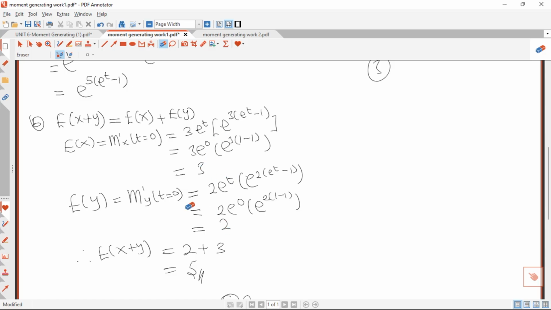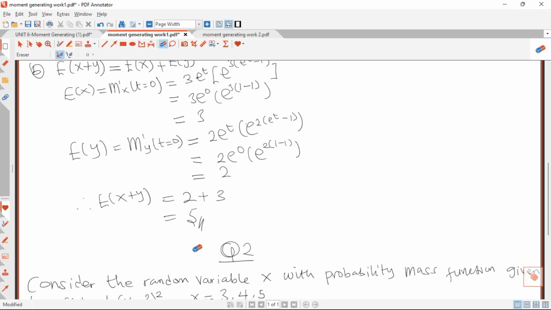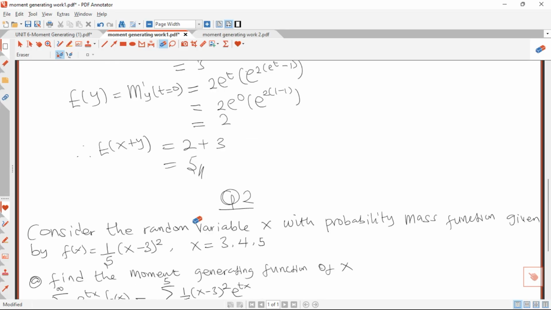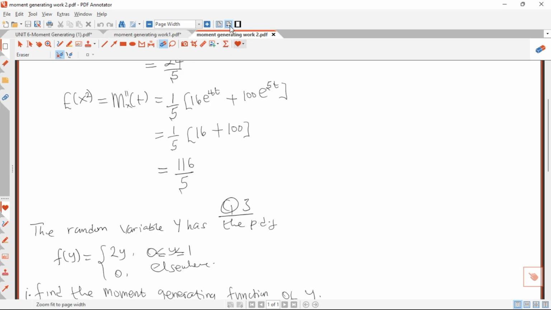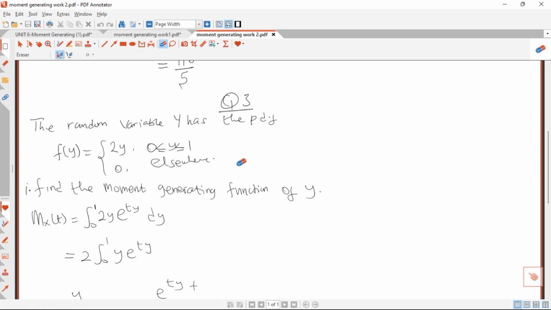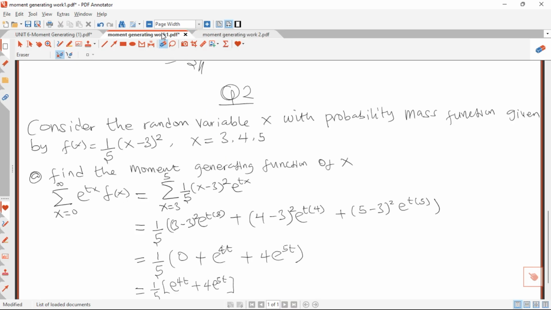So you take the first derivative of the moment generating function for y, and then put t is equal to 0, and you are going to get 2. So the expectation of x plus y is going to give us 2 plus 3, of which our final answer is 5, right? Let's solve more examples. This is example 2, and our next question is not basically on the uniqueness theorem, but I want us to solve more questions under the moment generating function for us to better our understanding.